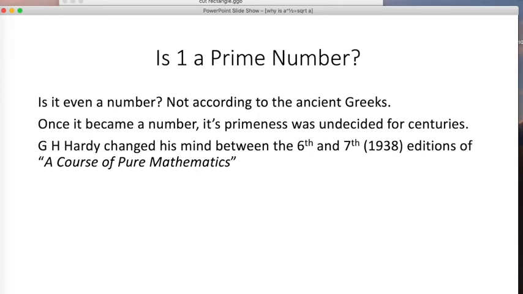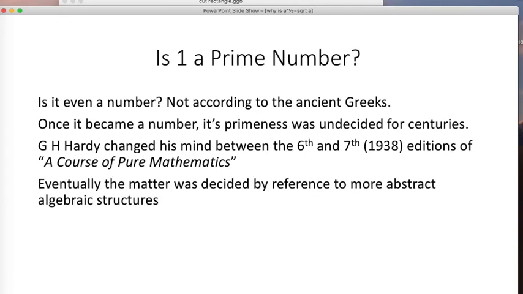Famously, G.H. Hardy changed his mind on this between the 6th and 7th editions of his book, A Course of Pure Mathematics. The 7th was published in 1938. So before that, 1 was a prime, and afterwards it wasn't. And by the way, if you haven't looked at this book, you really should. It's a wonderful book. It was first written in 1908, and it transformed the teaching of mathematics at English universities. When I was an undergraduate in the late 1960s, it was still a recommended textbook, and it's still regarded as a very good book for covering the topics that it does cover. It's a lovely read, and of course now it's out of copyright, so you can easily download it and read it. And if you haven't read it, I thoroughly recommend that you do. Anyway, back to the topic.